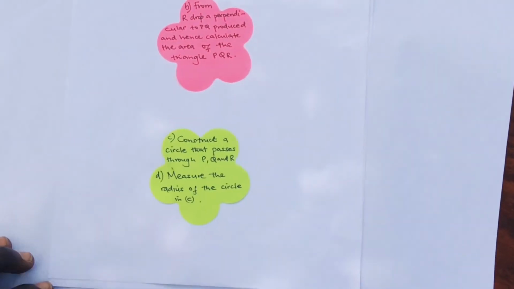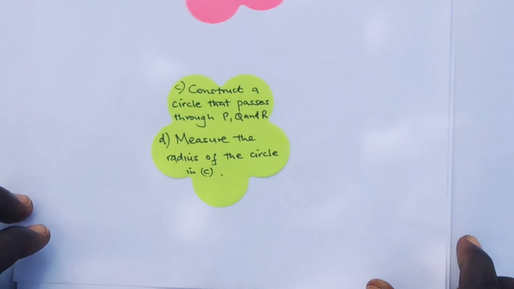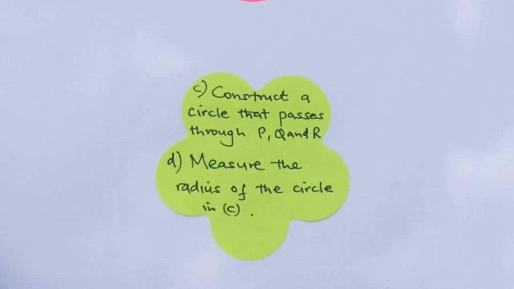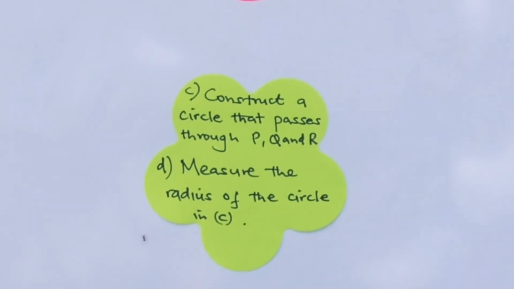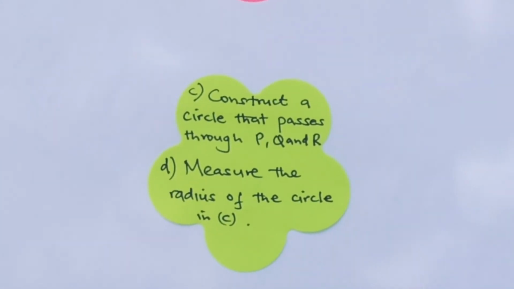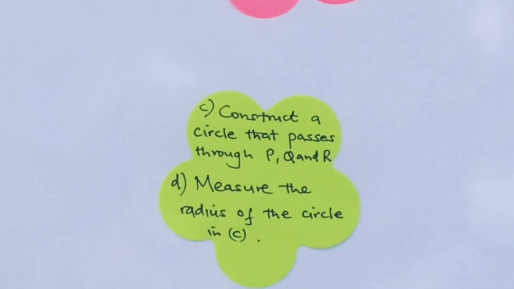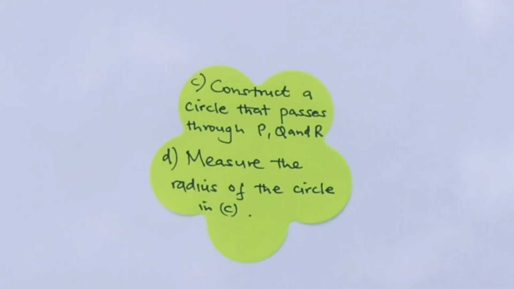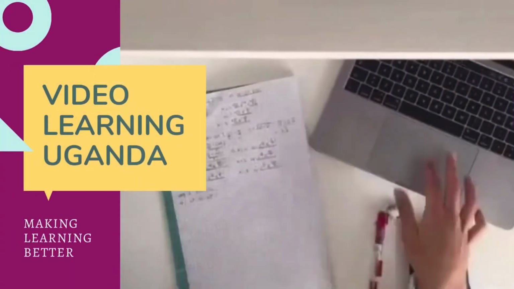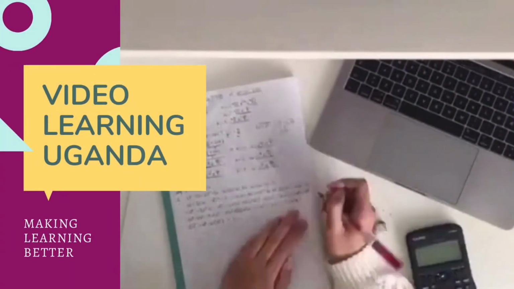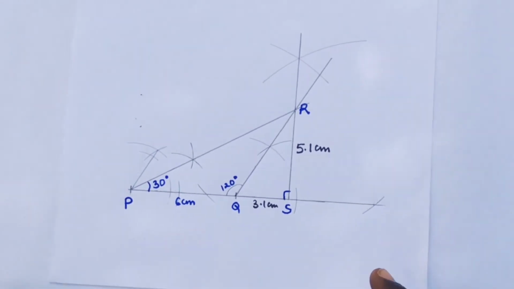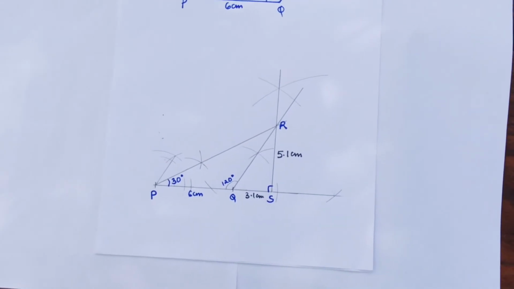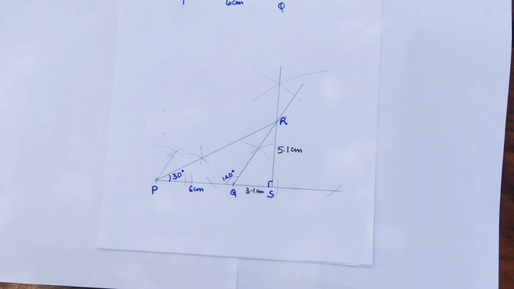Now the last part of this question, we look at it. They are saying construct a circle that passes through PQR. If they can project it very well, construct a circle that passes through PQR, and then they want you to measure its radius. Measuring the radius is so easy. A circumcircle, the one passing through those points, it is a circle passing through those points, and it's called a circumcircle.